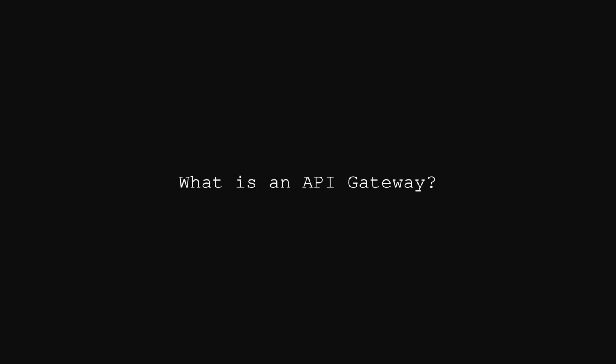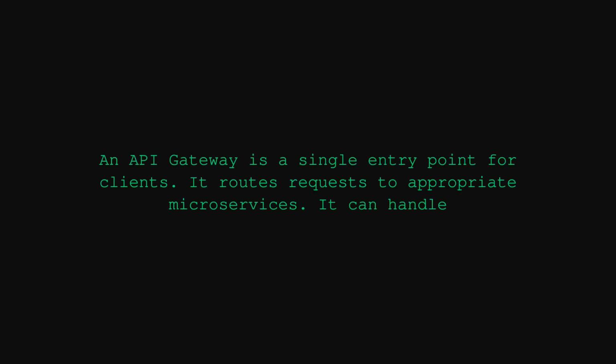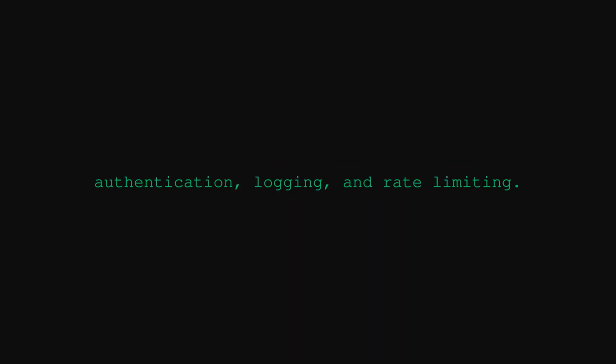What is an API gateway? An API gateway is a single entry point for clients. It routes requests to appropriate microservices. It can handle authentication, logging, and rate limiting.